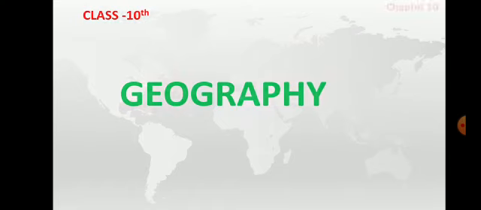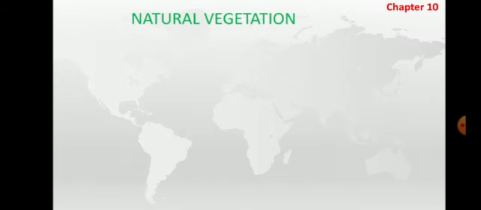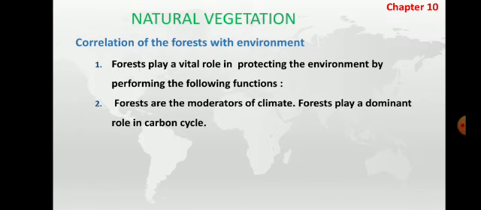Today we are going to see chapter 10, Natural Vegetation. From this chapter, we are going to see the correlation of forest with environment. Forests play a vital role in protecting the environment by performing the following functions. Forests are the moderators of climate. So, they play an effective role in controlling humidity, temperature, and precipitation. You can see where there is more forest, more rainfall will be there, temperature also will be controlled, isn't it?